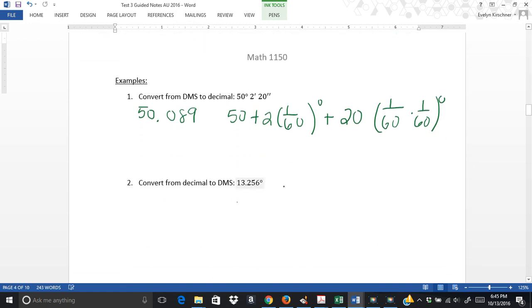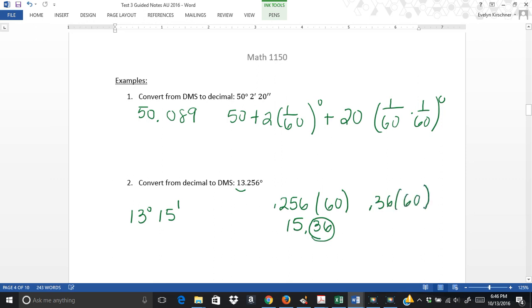I can also convert from decimal to degrees, minutes, and seconds. Again, I know that this part is my degrees, so I have 13 degrees. And what I'm going to do is take 0.256 and multiply it by 60. And I get 15.36. So that tells me I have 15 minutes. And for this part, for the seconds, I'm going to multiply 0.36 times 60. And I get 21.6, which rounds to 22. So that means I have 22 seconds.